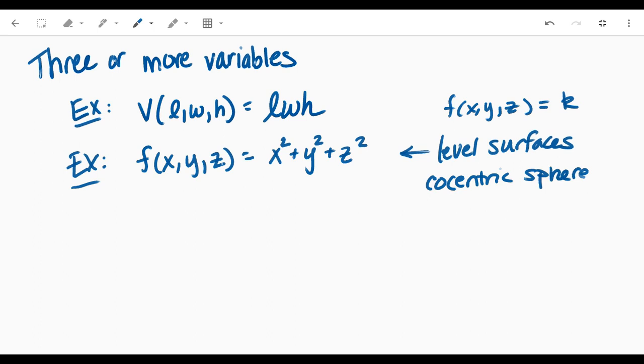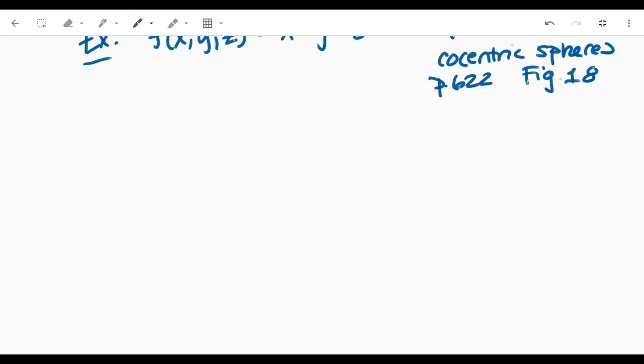Okay, we're not going to get too much into that, but I believe your book does have a drawing of that. Yeah, that's on page 622. Figure 18 is kind of interesting. You can have more variables than that, and it does come up. We can have z is some function, and we run out of letters if we try to do x, y, z, and so on. So we just say it's a function of x1, x2, x3, all the way to however many inputs you might have.